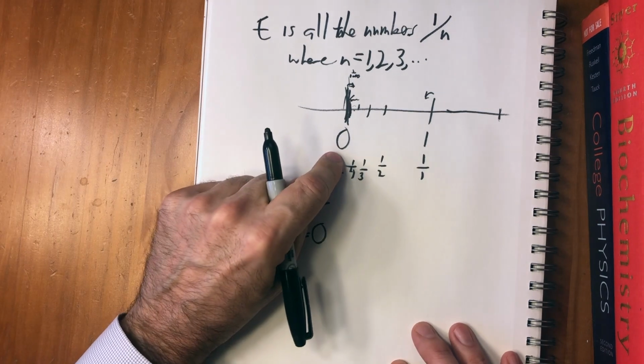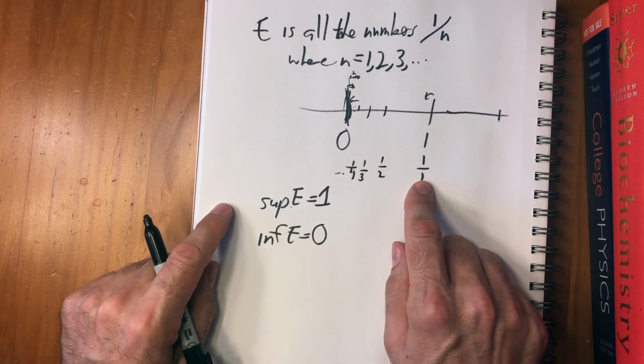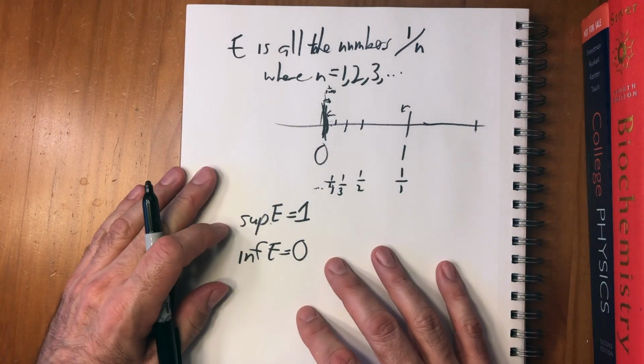But notice that in this case, 0 is not in the set. So the supremum here is in the set. The infimum is not in the set. Okay.